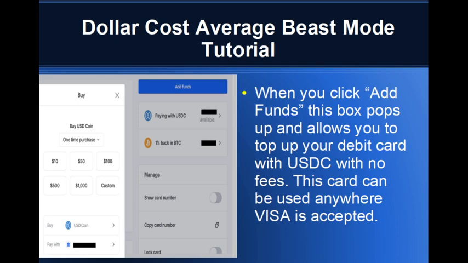So you would do maybe a one-time purchase, you buy USDC, and you would link up your bank account. I'm not going to do a video on linking bank accounts. There's plenty of videos out there to do that. I encourage you to look that up as well if you haven't done so already. So let's move on.